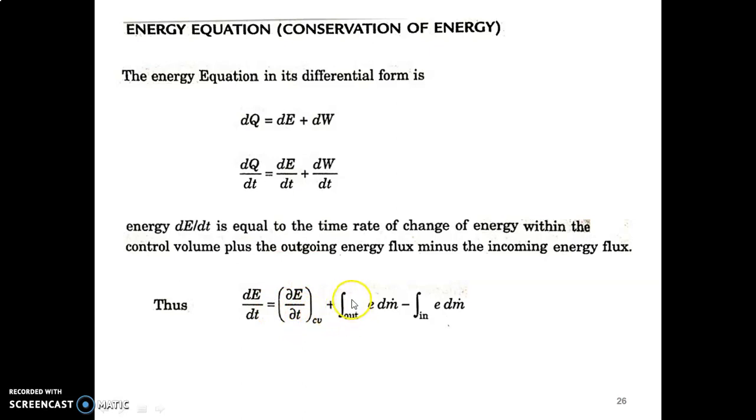Now plus the integral for the outward flow, small e dm dot. This represents the outgoing energy flux, minus the integral for the inward flow, small e dm dot, and this represents the incoming energy flux. So why has this small e been given here? Actually, small e is capital E divided by mass. This is the specific energy value. Here also it is a specific energy.